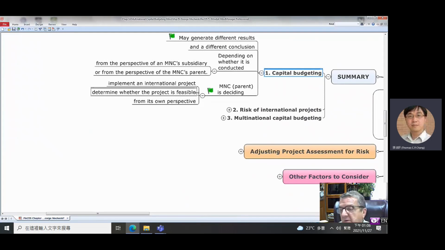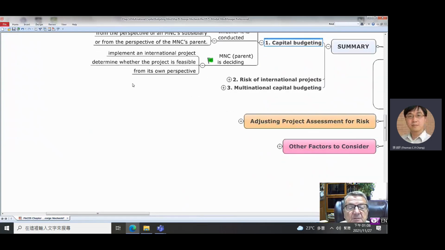Sometimes it may not be a big issue. You may want to say something starting off, let's look at that from the subsidiary now, but down the road, because it's so small, it's getting larger, and there's more capital investment or more money invested into this project, then it will have an effect, either positive or negative, on the total value of the parent MMC, the multinational corporation. Okay, the MMC parent is deciding to implement an international project, determining whether the project is feasible from its own perspective, always looking from the MMC.